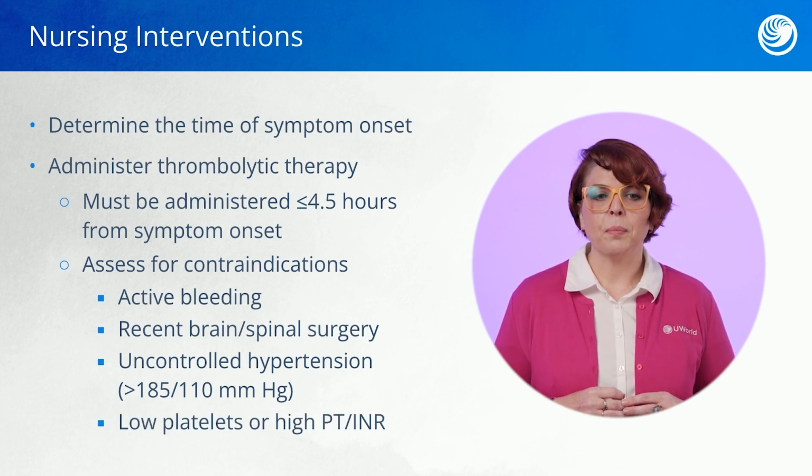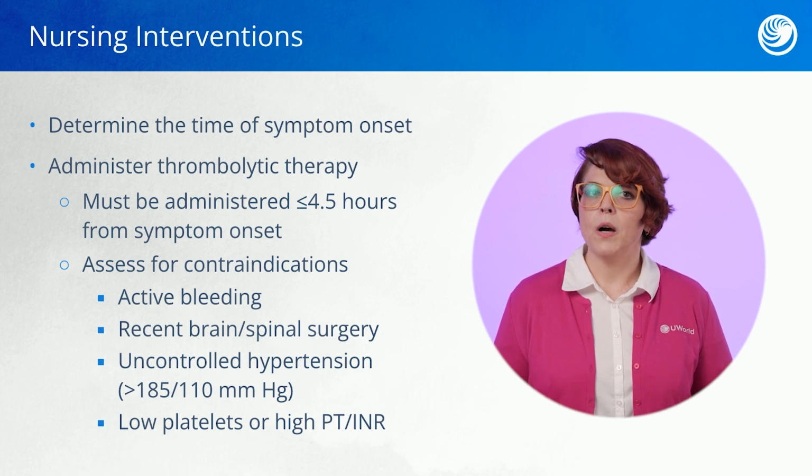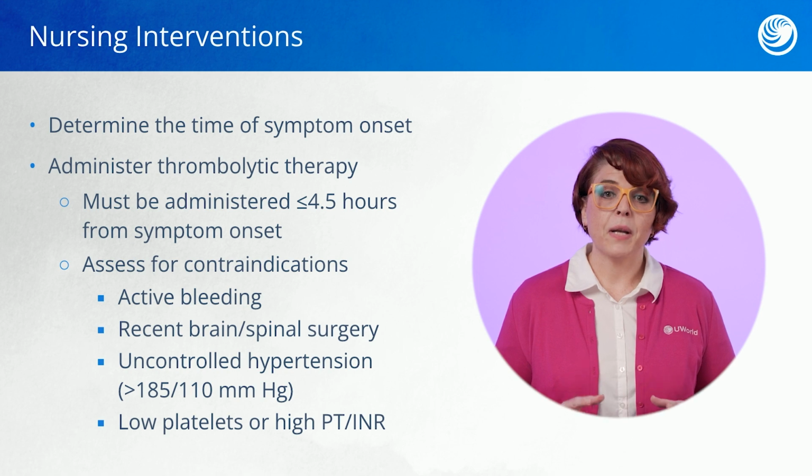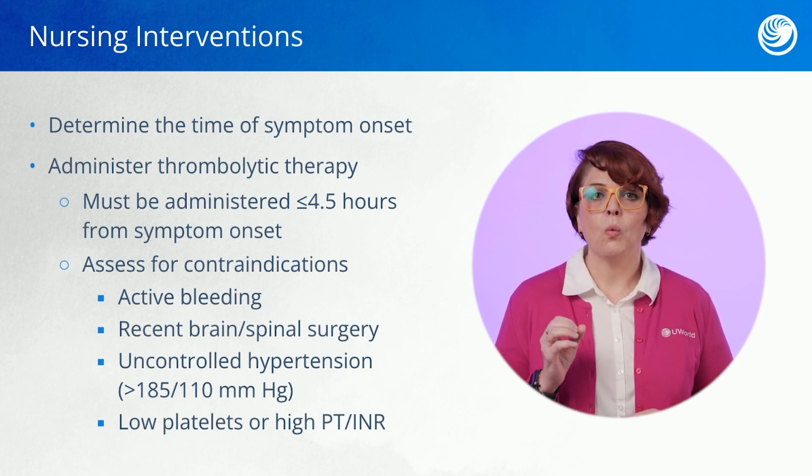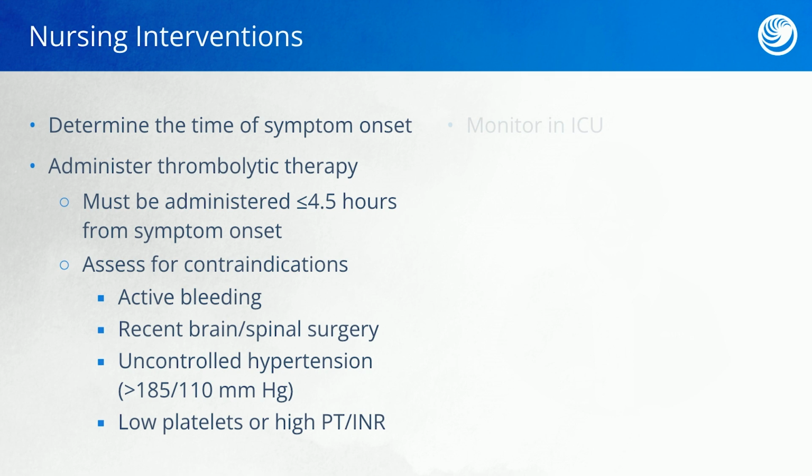If our patient has low platelets or a high PT-INR, maybe they're taking Coumadin, we also couldn't give them TPA because they would hemorrhage. Once our patient has TPA, we're going to monitor them in the ICU. Remember, our patient just got a clot buster.